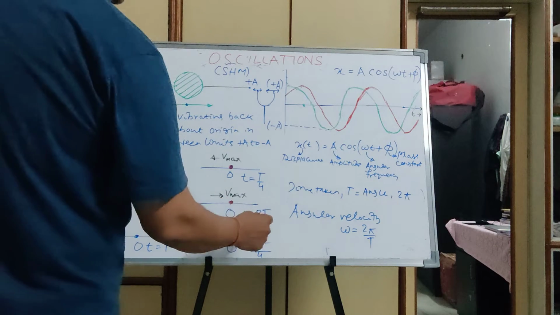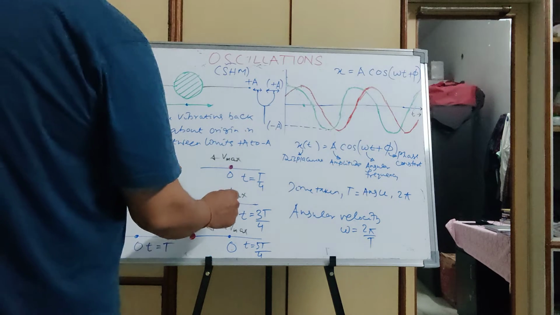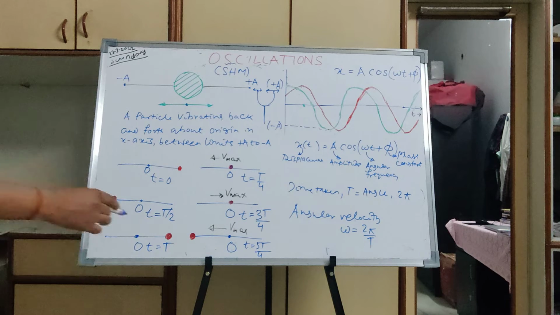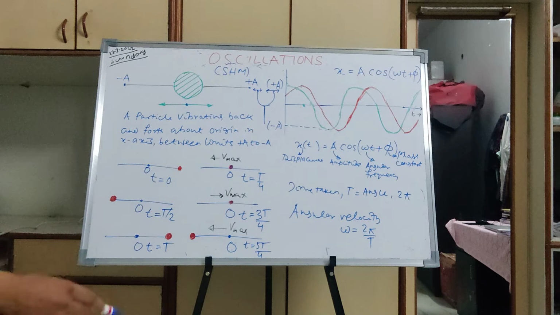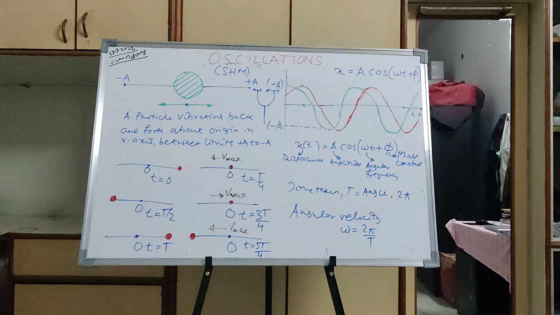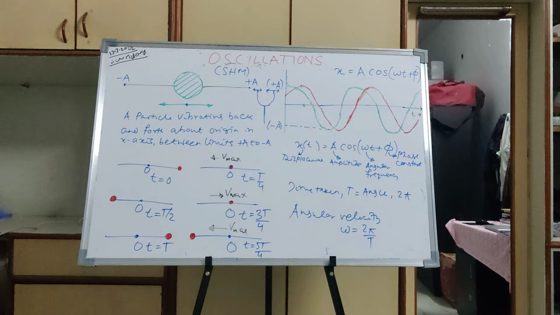And at time t equal to 3T/4, it has again gone back to the origin. Once it has gone back to the origin, it again has a tendency to overshoot and go back to this. So you can see at time t equal to 0, this red particle is here, and at time t equal to T, the red particle is again here. So the motion gets repeated. Why am I saying the velocity is maximum here? Because when it reaches the center, the velocity is maximum.